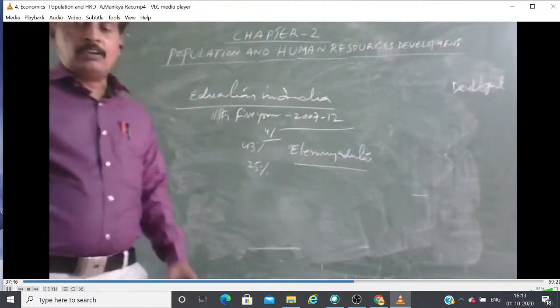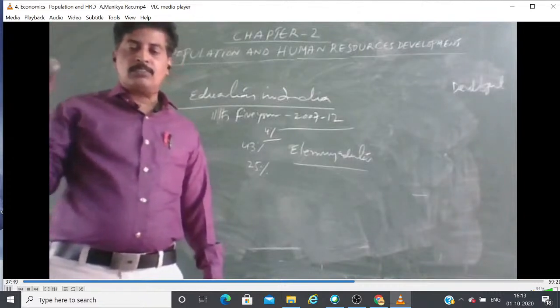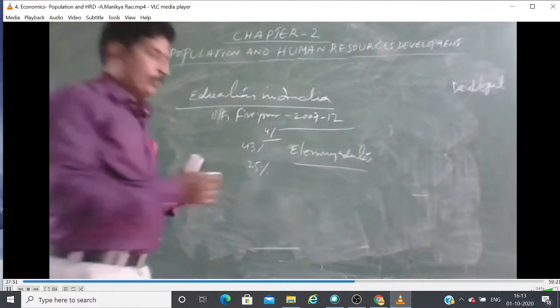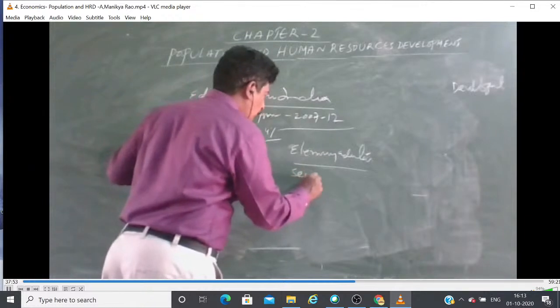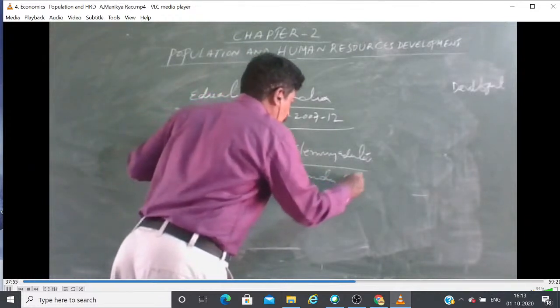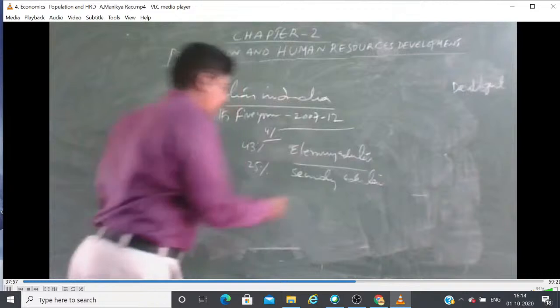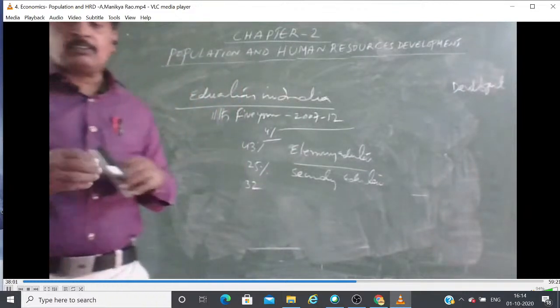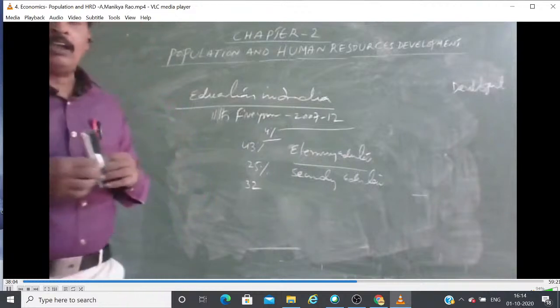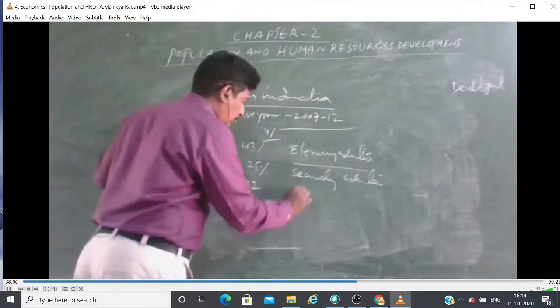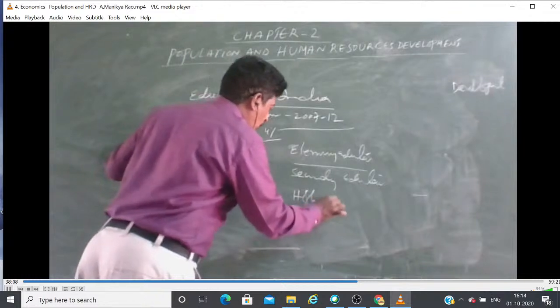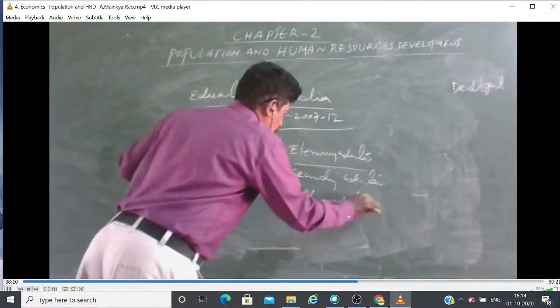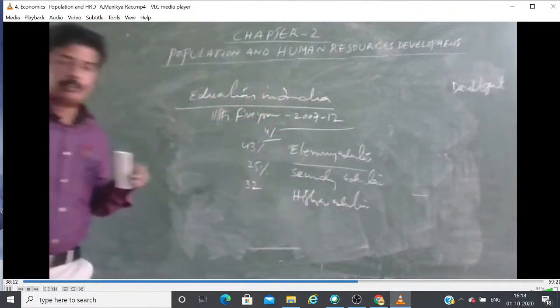Nearly 25% of public expenditure was on secondary education, whereas 32% of expenditure was for higher education, that is university education and research and development.